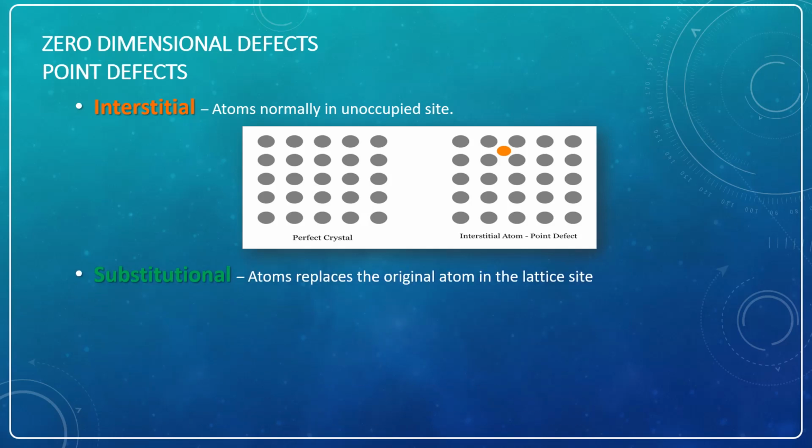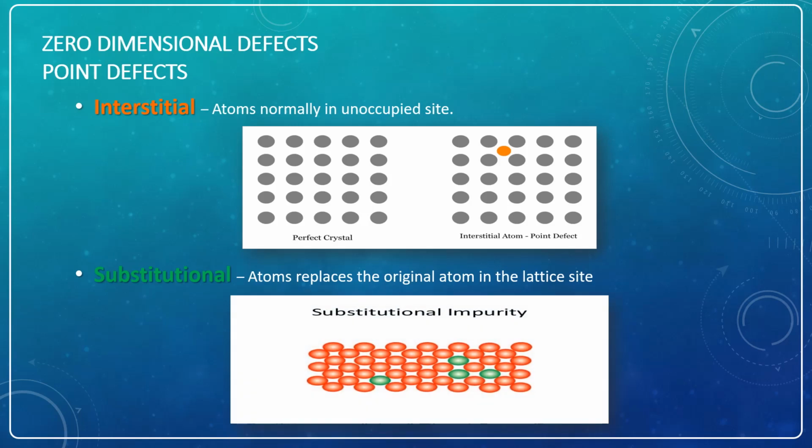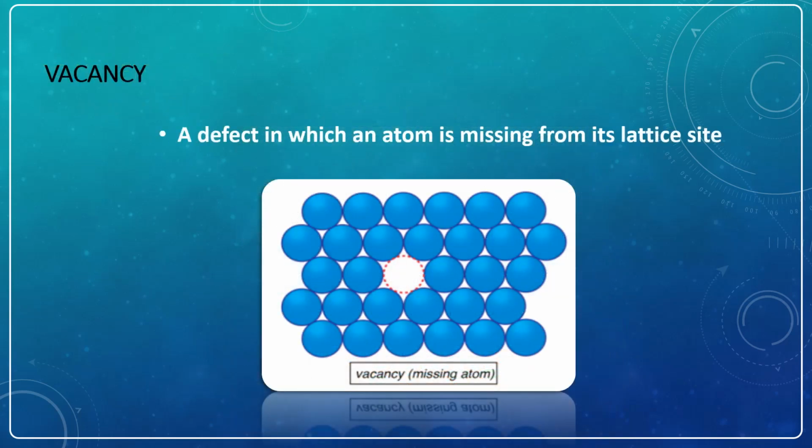The second one is the substitutional atom. As the name refers, the atoms are substituted by the impurity atom in that lattice site. As you see in the diagram, the original atoms are replaced by the impurity atom. We can call it a substitutional impurity atom. The next one is vacancy. As the name suggests, it's easy to understand what a vacancy is. A defect in which the original atom is missing is called a vacancy.